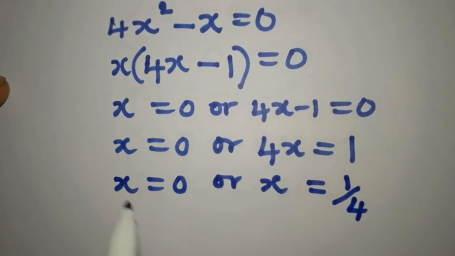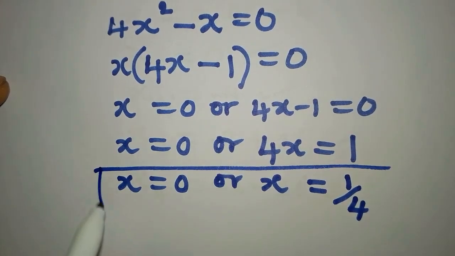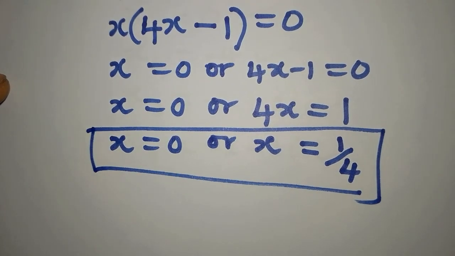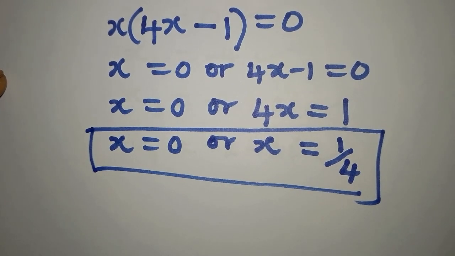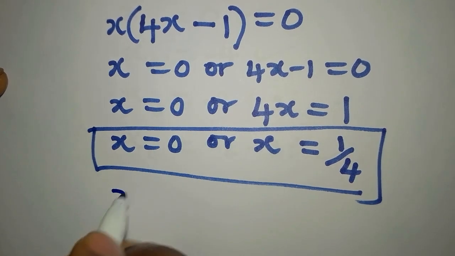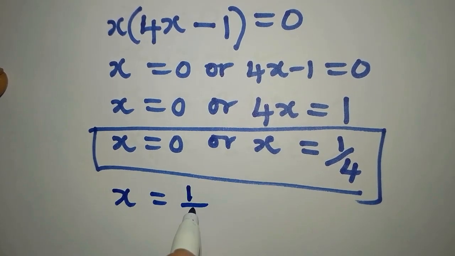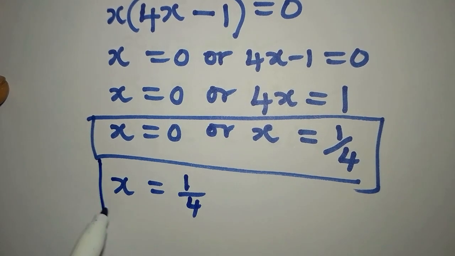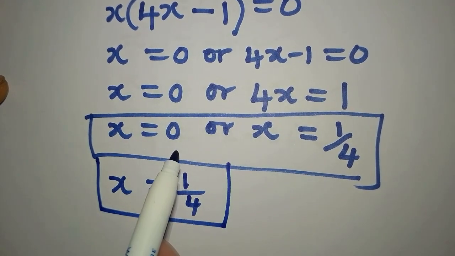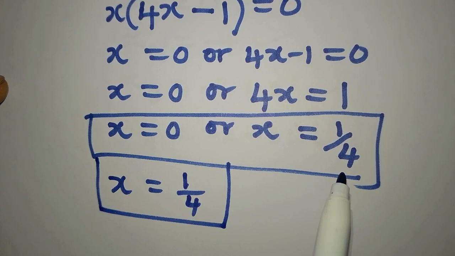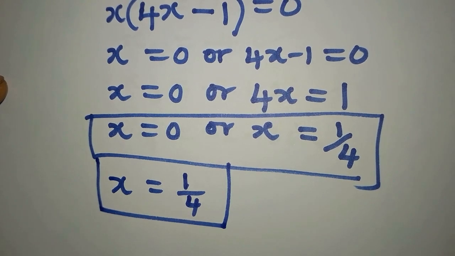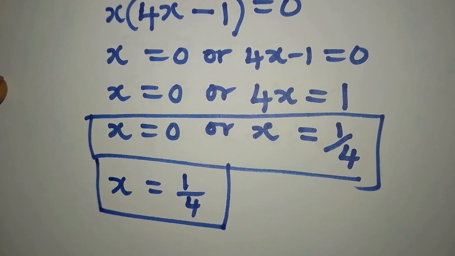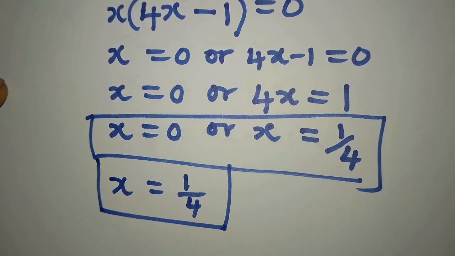Now, if you compare the two solutions, you realize that the first method gave us one solution, which is x equals 1 over 4. But the second method is giving us two, which is x to be 0 or x to be 1 over 4. Now let's confirm. Will these two solutions satisfy the equation? Let's go back straight to the equation.